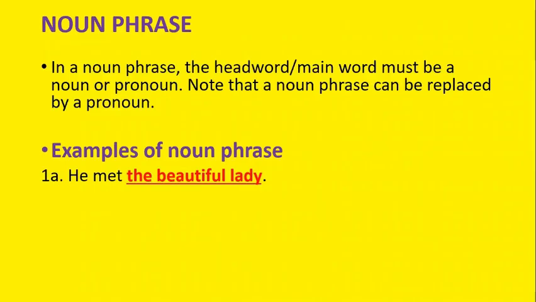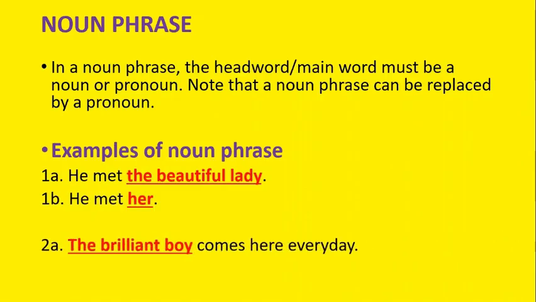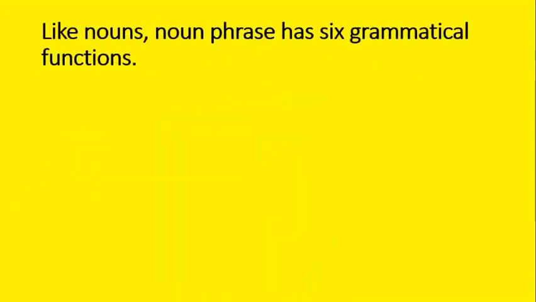He met the beautiful lady. The beautiful lady here is a noun phrase. Also, he met her. Now we have changed the beautiful lady to a pronoun. He met her. The brilliant boy comes here every day. The brilliant boy is a noun phrase here. It can also be changed to a pronoun. He comes here every day. That is the brilliant boy. So the main word or the head word must be a noun or a pronoun for it to be a noun phrase.